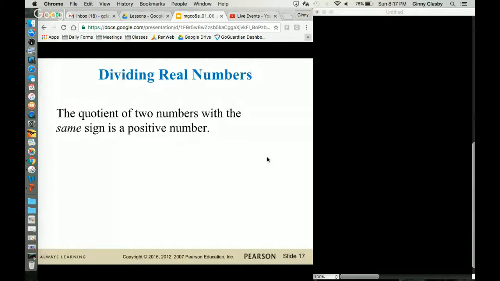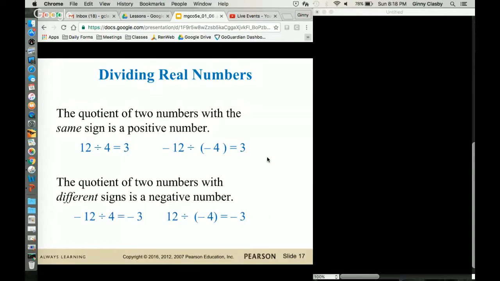The quotient of 2 numbers with the same sign is a positive number. This is the same as the rule of multiplication, all right? The quotient of 2 numbers with different signs is going to be a negative number, okay? So you have 2 signs that are the same here, 2 signs that are the same here. It's going to be positive in both situations. Negative here, positive here, it's going to be a negative. Positive here, it's going to be a negative. So the same rules apply in most situations in multiplication and division.